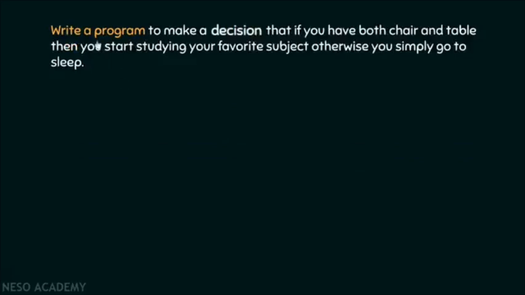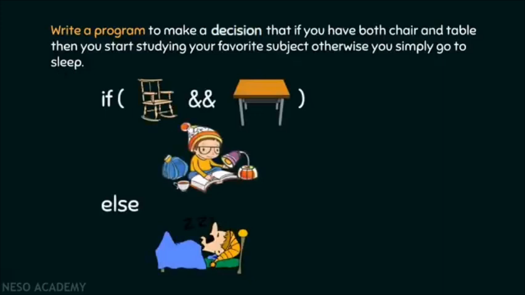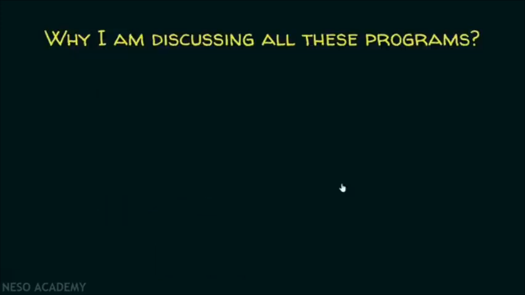Finally, suppose I ask you to write a program to make a decision that if you have both chair and table, then you start studying your favorite subject, otherwise you simply go to sleep. What I'm asking you is that if you have both chair and table, then you start studying, otherwise you go to sleep. Why am I discussing all these programs? What is the need of discussing all these programs?